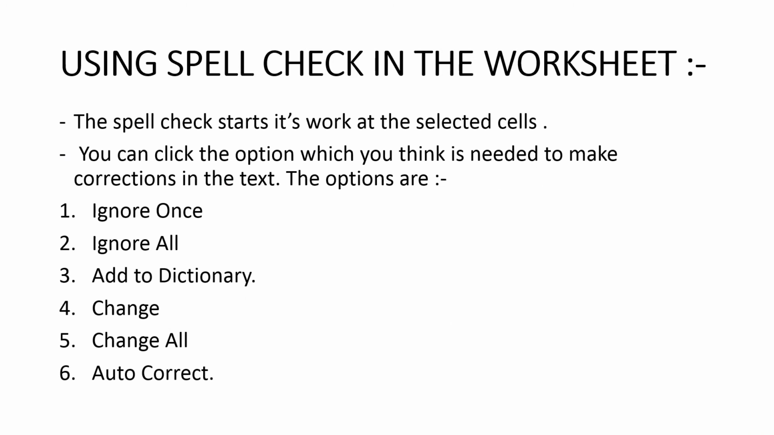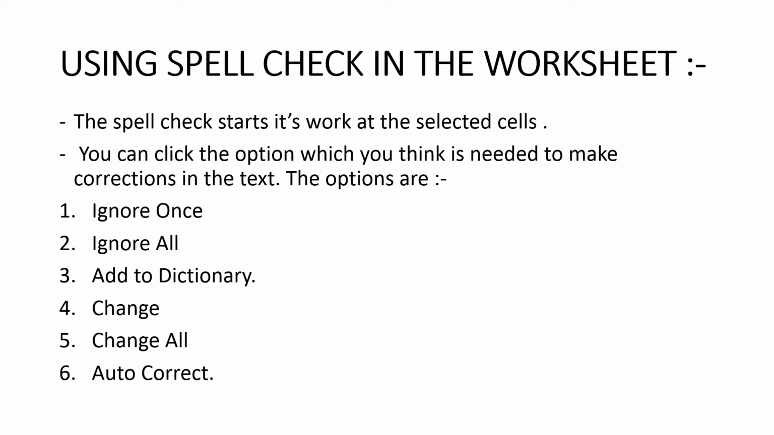Now the next part in this chapter is using spell check in the worksheet. Fine. Now spell check is used when you are unsure about the spelling of the data that you have entered in a cell. Then you can use this spell check in the worksheet. Now the spell check starts its work at the selected cells. For using the spell check, the first step is to select the cell.